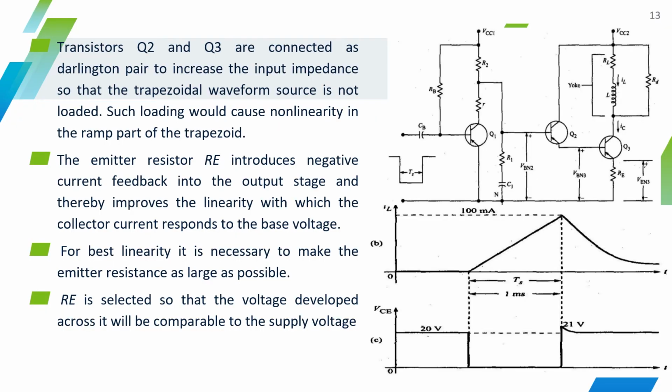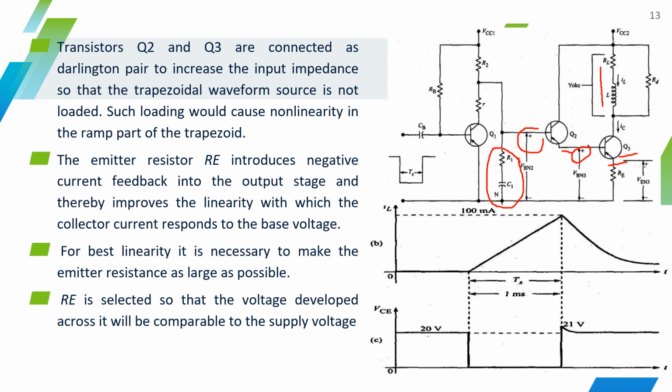The transistors Q2 and Q3 are connected as a Darlington pair just to increase the input impedance. Why? Because a large trapezoidal voltage is applied at the base of transistor Q2. Transistor Q2 is an emitter follower. Whatever voltage is applied at the base will appear at the emitter of Q2. The emitter of Q2 is applied as input to Q3, so the same voltage is applied at the base of Q3. Then Q3 is driven into saturation. Then heavy current flows through the inductor L.